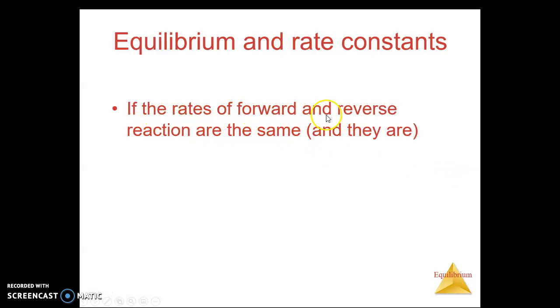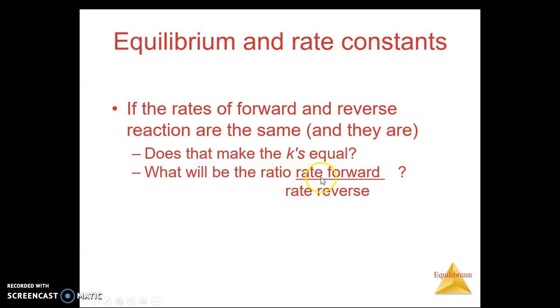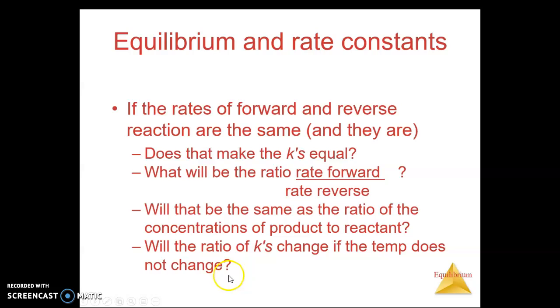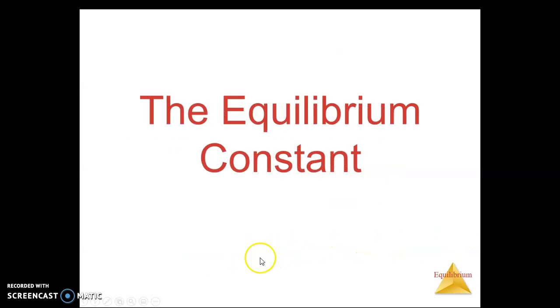Now, if the rates of forward and reverse reaction in an equilibrium are the same, and they are, does that make the K's equal? You can probably answer this one already. What will be the ratio of rate forward to rate reverse? Answer, 1. Will that be the same as the ratio of the concentration of product to reactant? Answer, you can probably tell from what you've seen so far. Is it no? Will the ratio of K's change if the temperature does not change? Answer, no. This leads us to the equilibrium constant, and that will be the next video.